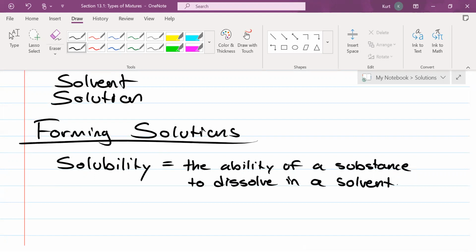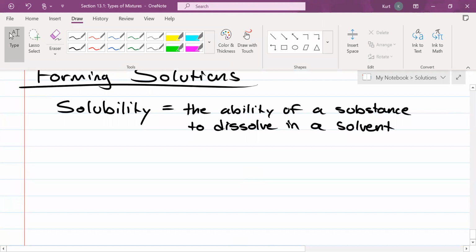Is salt soluble in water? Is oil soluble in water? No. Okay. Now, this is where we left off yesterday.